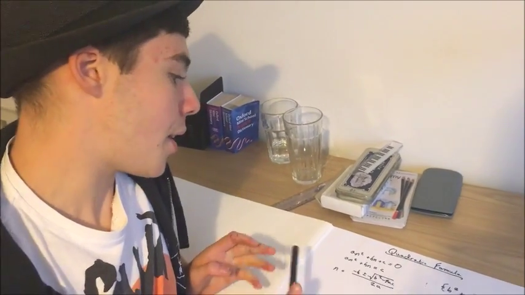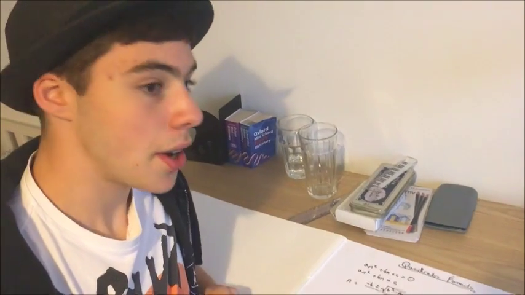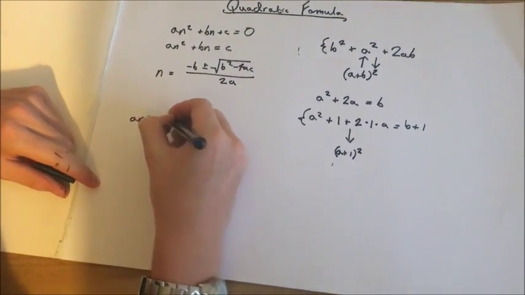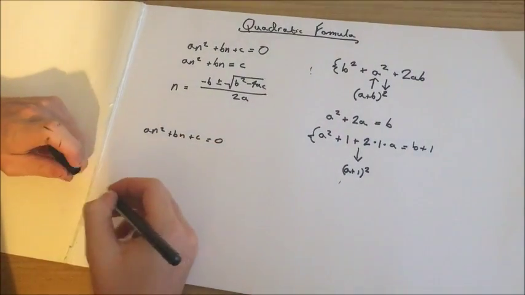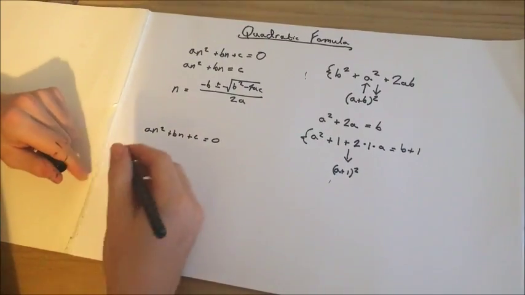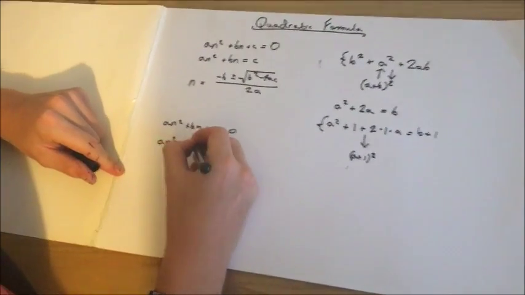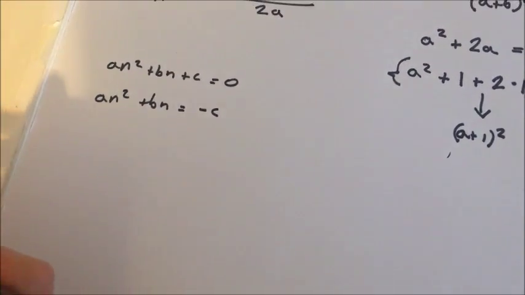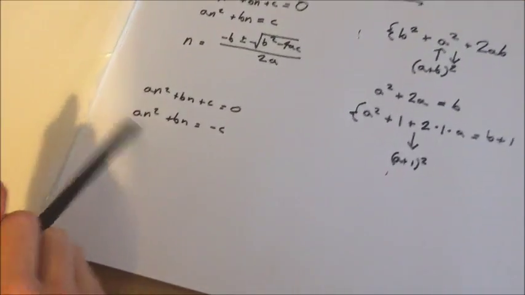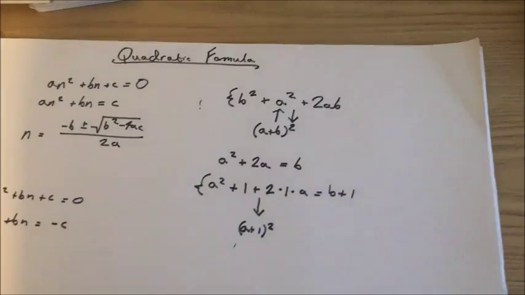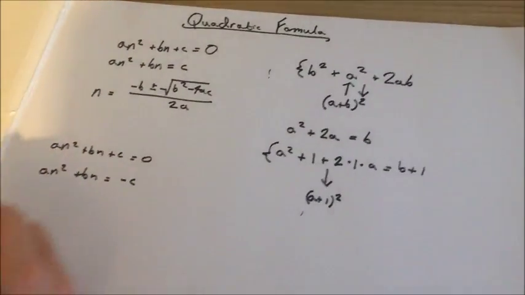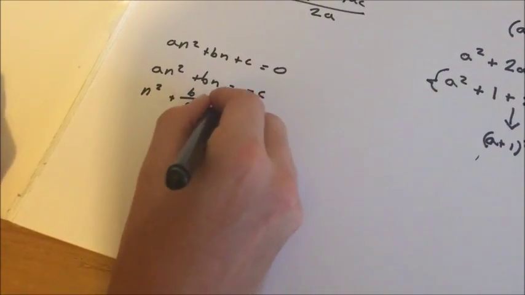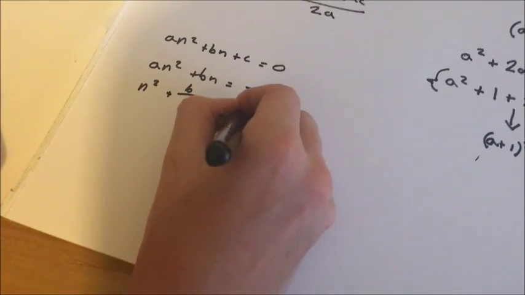I'm going to demonstrate how we can turn this equation into this equation. Let's say we have, back from the beginning, ax squared plus bx plus c equals 0. So I want to subtract c from both sides. So we have ax squared plus bx equals negative c. And I want to change from this format into this format, so I want to divide both sides by a. So we get x squared plus b over a x is equal to negative c over a.